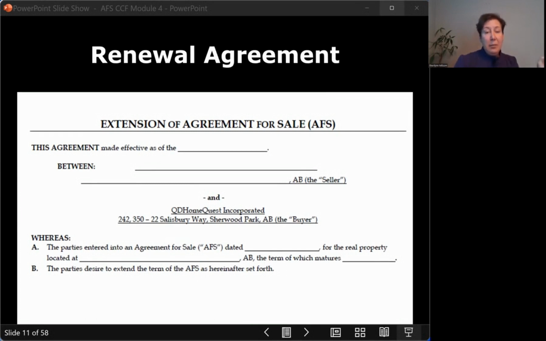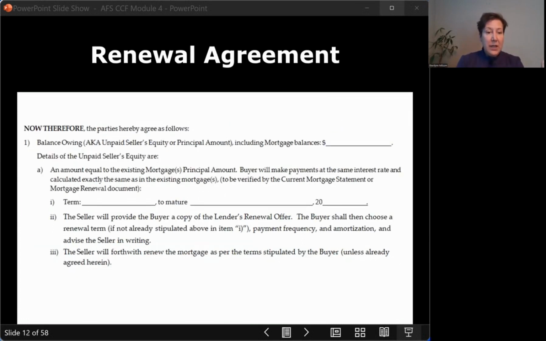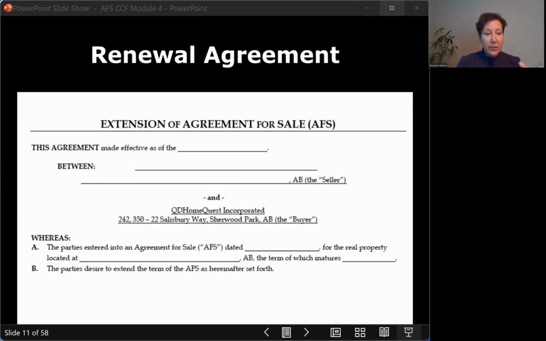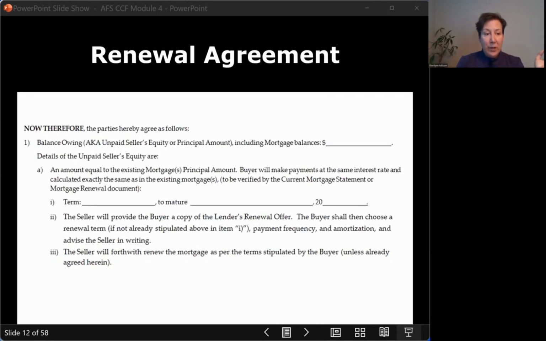Here is a blank sample of the renewal agreement, and it is very simple. It's just a page long. There are the dates and addresses, whereas the parties entered into an agreement for sale dated on the date for the real property located at address, the term of which matures date. The parties desire to extend the term of the agreement for sale hereinafter set forth.